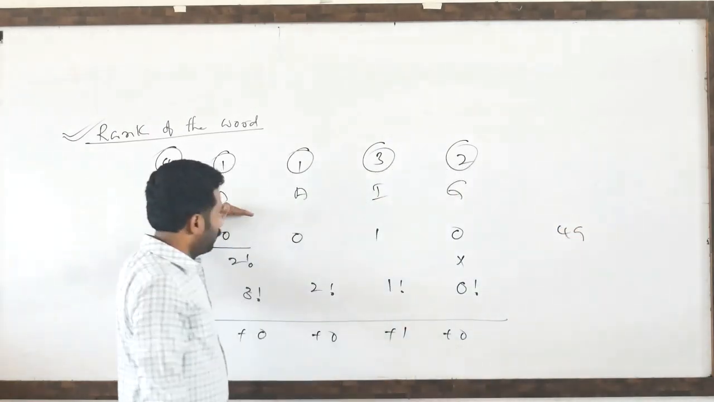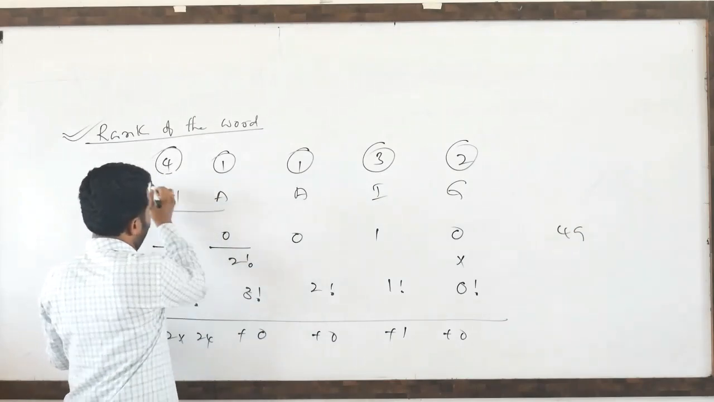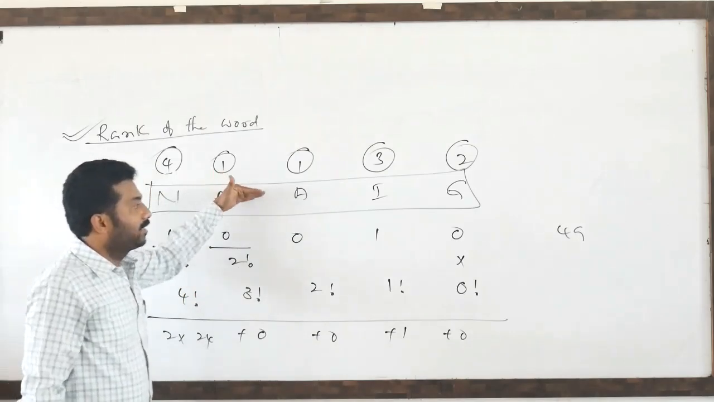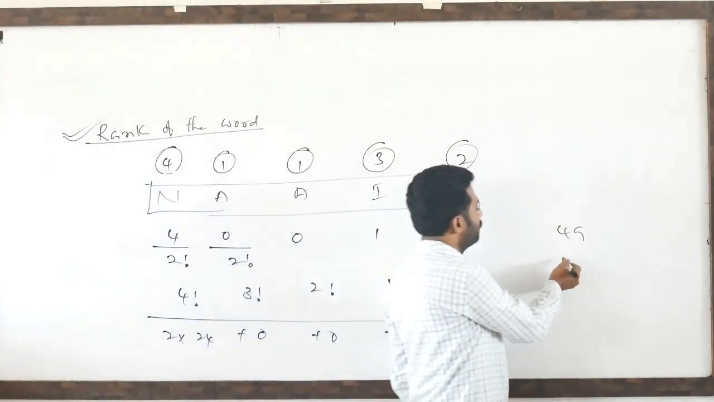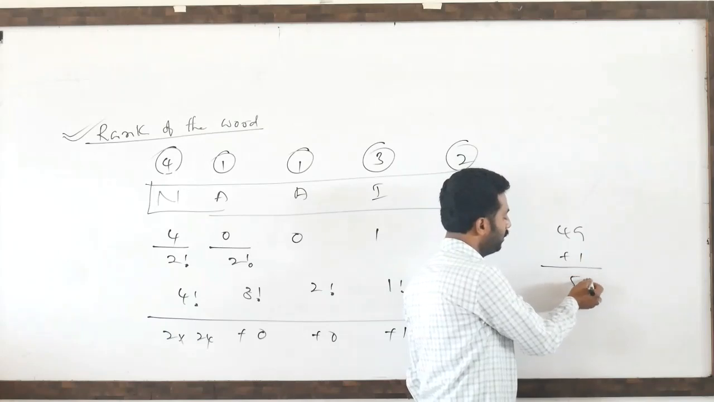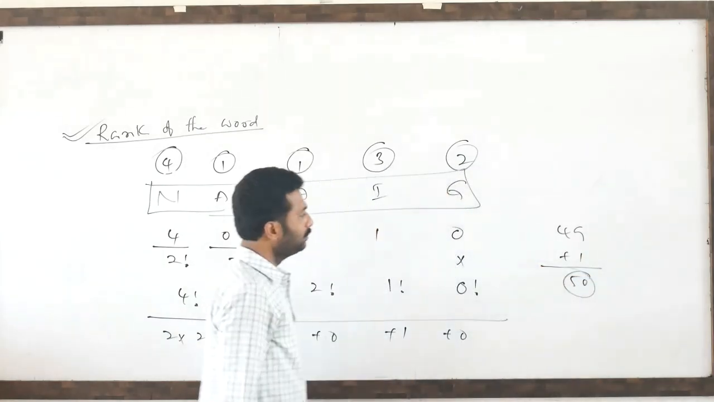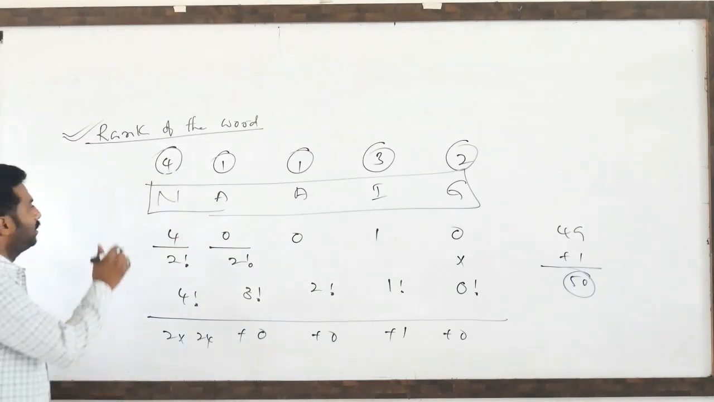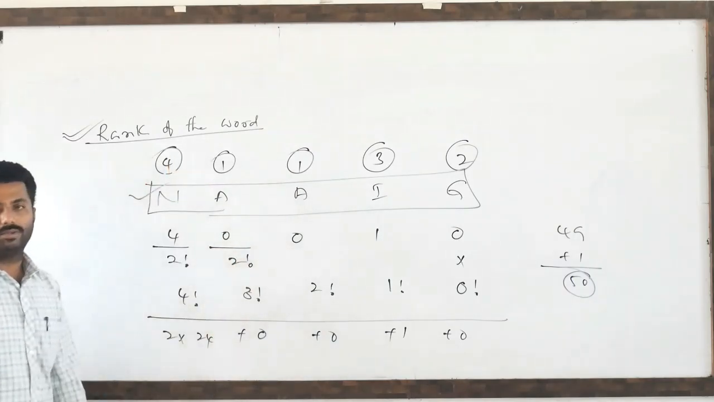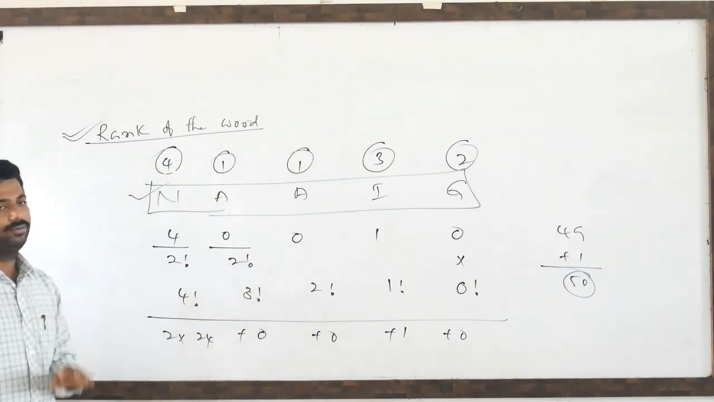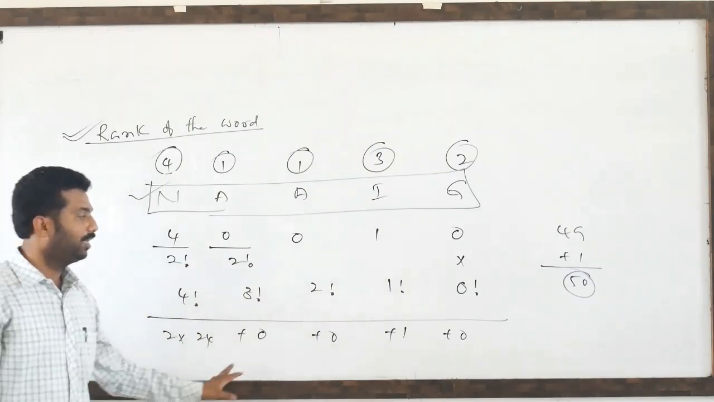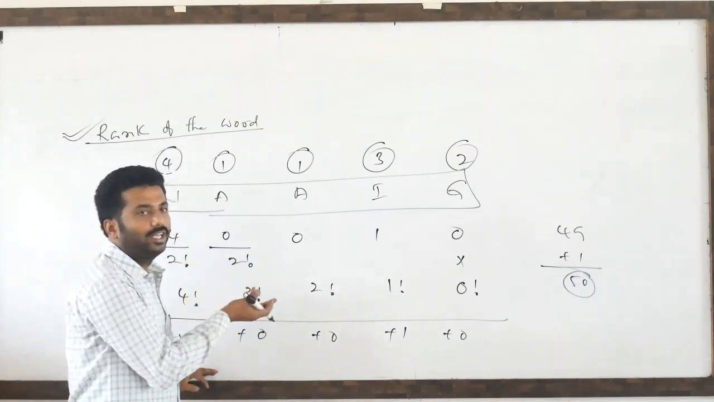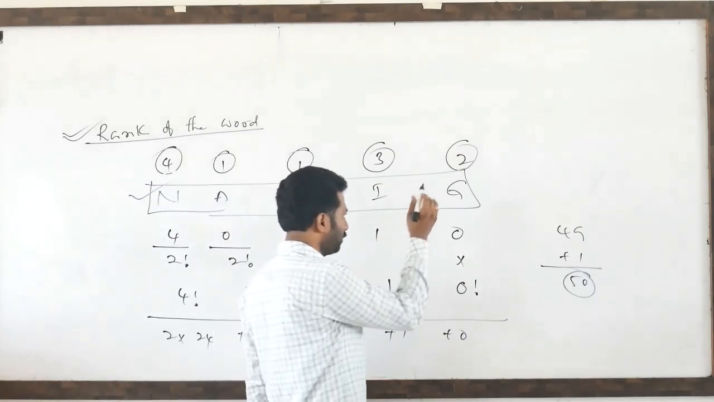You remember? Before this word, how many words are there? 49 words are there. What is the next word? This word, so this is plus 1. So this is the 50th word. What is the rank of this word? 50. This is the shortcut formula you should remember while calculating the rank of a word. This is most important from the entrance exam point of view. In theory, use the previous method. Theory exam is not there.